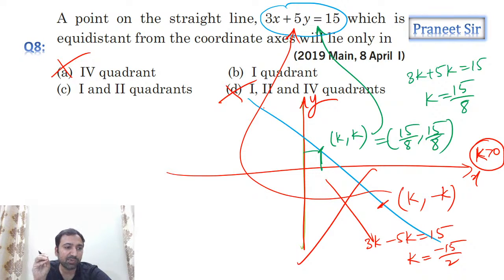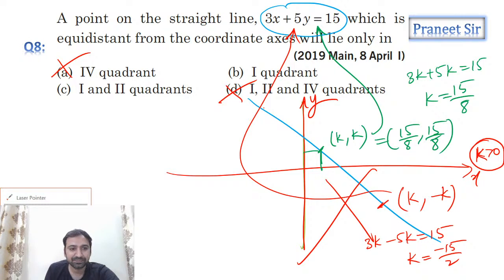Now let's check whether it is possible to have a point on this line in the second quadrant. Let's take any point in the second quadrant.